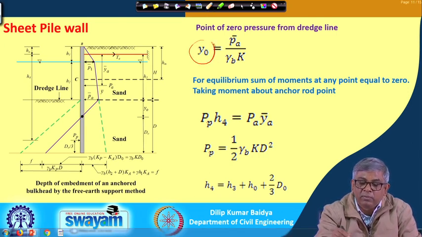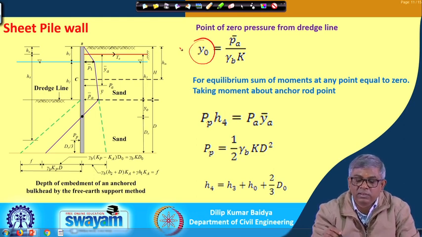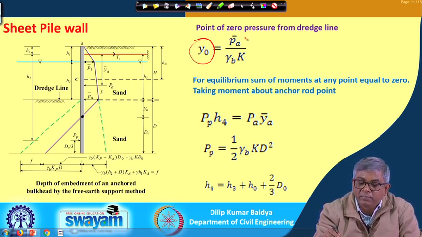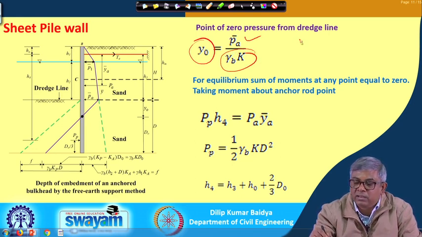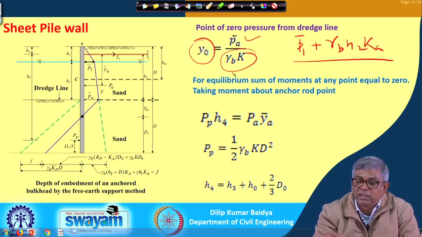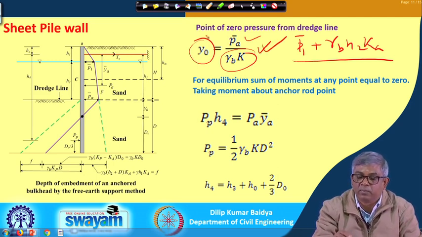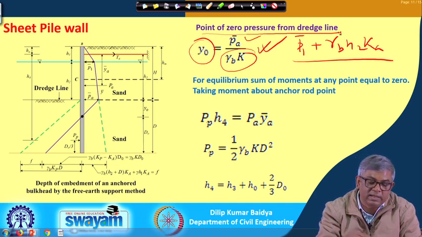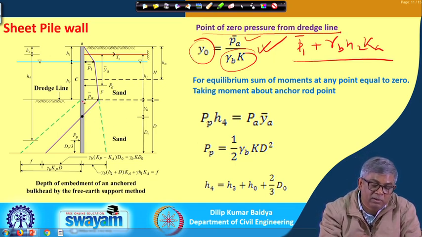What will be the y naught? Y naught will be P A bar divided by gamma B K A, and P A bar is nothing but P 1 bar plus gamma B H 2 K A, and divided by gamma B into K P minus K A. So, this y naught can be obtained. This is the point of zero pressure from dredge line. That means, y naught is the point of zero pressure from the dredge line, this distance y naught.